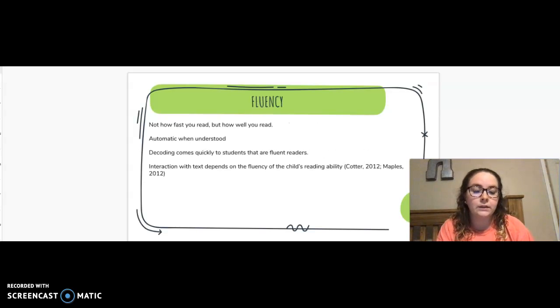We next have fluency, and it is not really how fast you read, but how well you read and understand a text. It's automatic, and a way to teach fluency is to set up reading stations where students read aloud to each other while they listen. So fluency is kind of like holding a spoon. Once you learn how to hold a spoon, you never forget how to hold a spoon. And decoding comes quickly to students that are fluent readers, and students that are more fluent are able to interact with the text on a higher level, so they're able to comprehend and really know what they're reading.